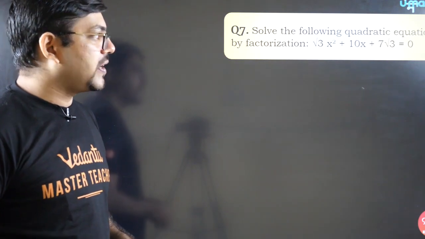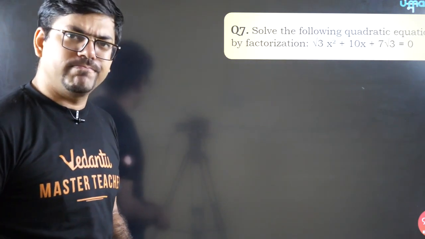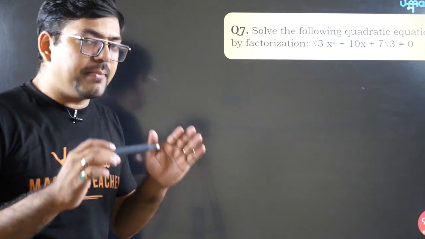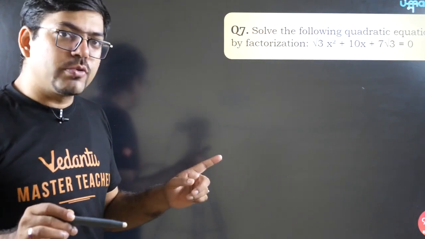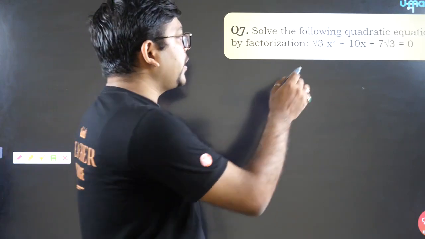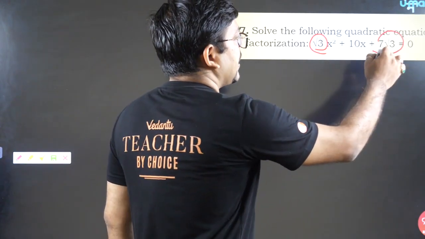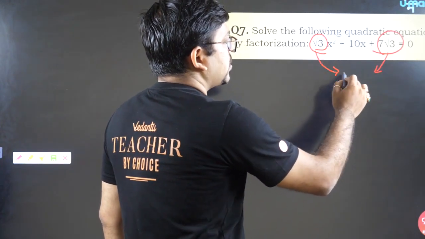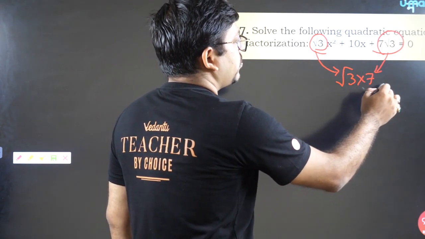Root 3x square plus 10x plus 7 root 3 equals 0. Again, exactly the same methodology. You have to do middle term splitting. For that, you need to multiply the first coefficient and the last coefficient together. So that will be root 3 into 7 root 3.